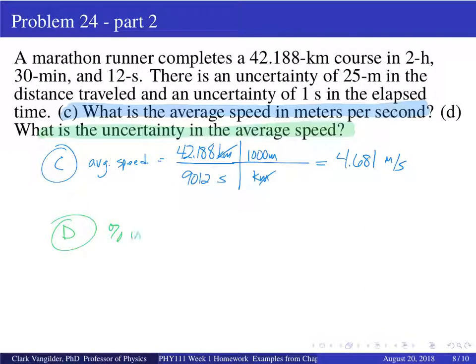So the percent uncertainty in speed will be the percent uncertainty in distance plus the percent uncertainty in time. Now, here I am bringing out a new rule that you will read about in your textbook. And so there are times where we add uncertainties, and there are times where we multiply or divide uncertainties. Okay? And that will become clearer as we move forward.